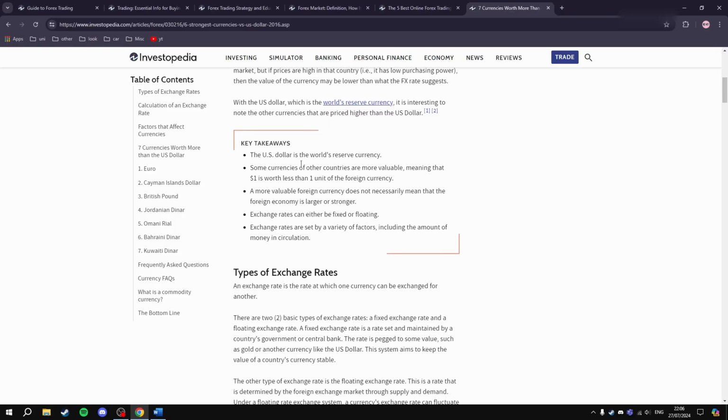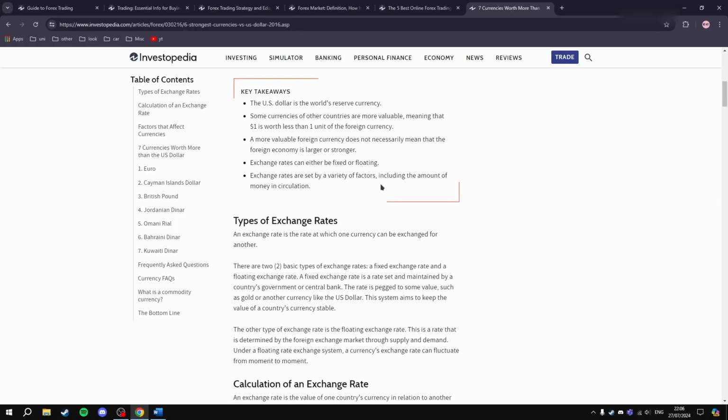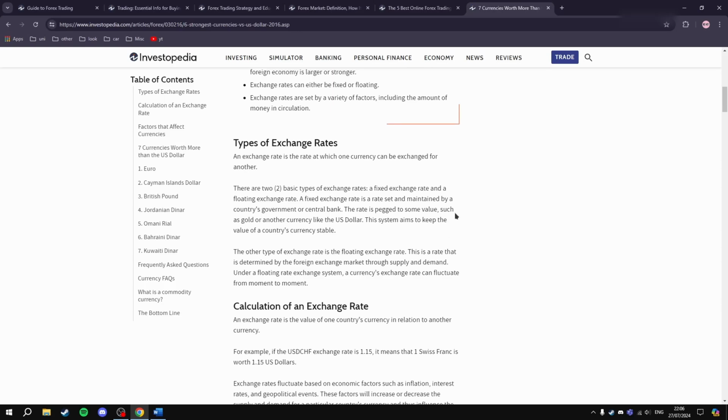Key takeaways: the USD is the world's reserve currency. Some currencies of other countries are more valuable, meaning that $1 is worth less than 1 unit of the foreign currency. A more valuable foreign currency does not necessarily mean that the foreign economy is larger or stronger. Exchange rates can either be fixed or floating. Exchange rates are set by the variety of factors, including the amount of money in circulation. So types of exchange rates. An exchange rate is the rate at which one currency can be exchanged for another.